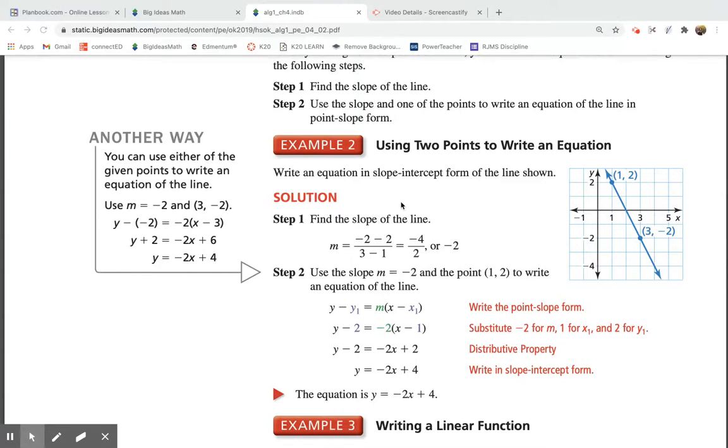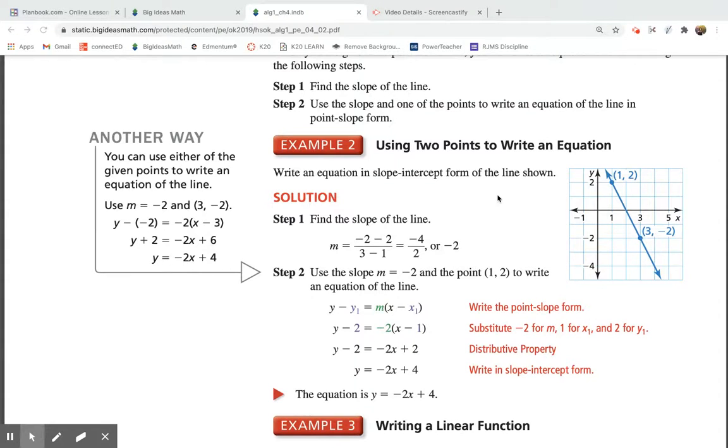On example 2, now we're going to look at a graph or just given two points to write an equation. It says write an equation in slope-intercept form of the line shown. Well, that's exactly what we were just doing yesterday on our worksheet. We took these two points. We know how to find slope with them. It's your slope formula, which is y2 minus y1 over x2 minus x1. And we found slope. Then we used our y-intercept. Well, if you notice on this, we don't have the y-intercept.